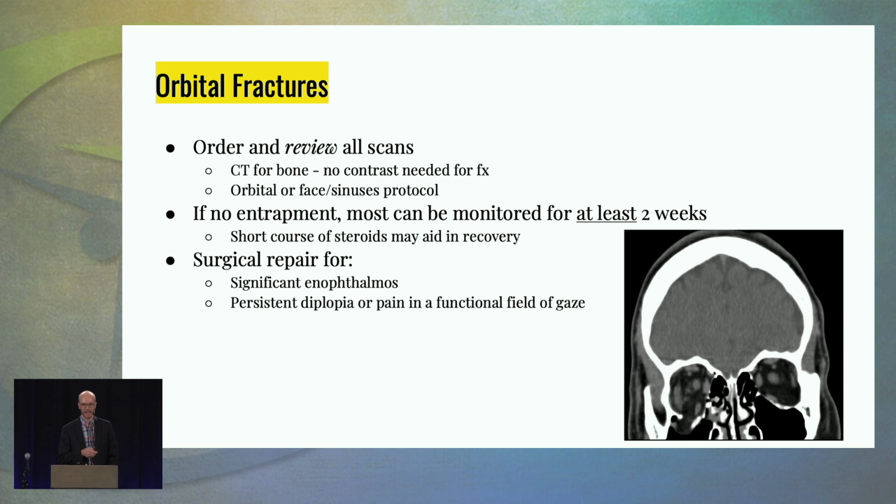Always look at the scan. Don't just stop at the report. A lot of times, and I think maybe the neuro-ophthalmologist earlier this morning said, the radiologists don't even know what they're looking for, especially if you're not specific in your request of what you're looking for. They may totally ignore the orbit and say the brain looks fine from a trauma.